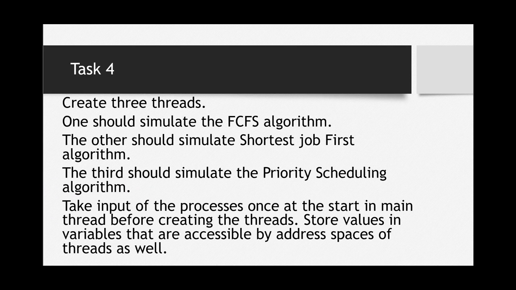Okay, task four is actually very interesting. What you have to do is create three threads. The first thread should simulate the FCFS algorithm, the second should simulate shortest job first, and the third thread should simulate the priority scheduling algorithm.